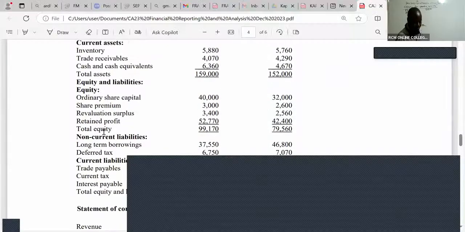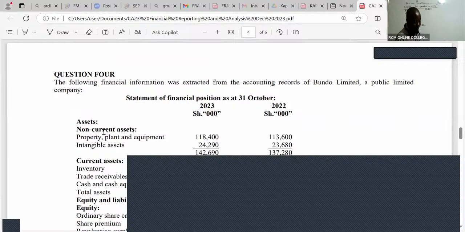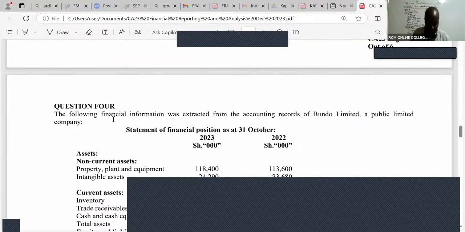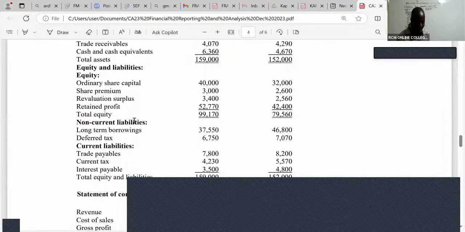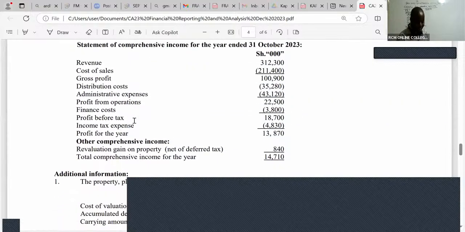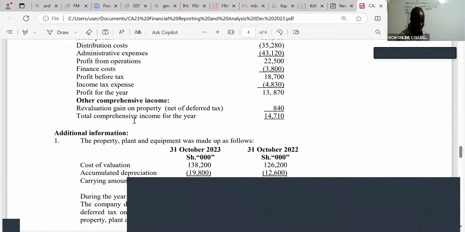So I have the question paper here. So it's about just slotting here. So remember, this is the question paper. We're given the following information extracted from the accounting records of Bundo Limited, a public limited company. So what I'm interested in here will be the profit before tax.